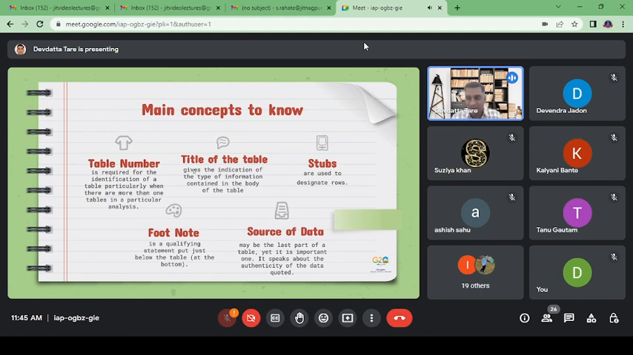And the last and important part is the source of data. If you are using a text table which you have derived from a reference table, you have to say what the source of data is. So if you are using it from some book, some journal, some website, some data set, you have to give the source of that.